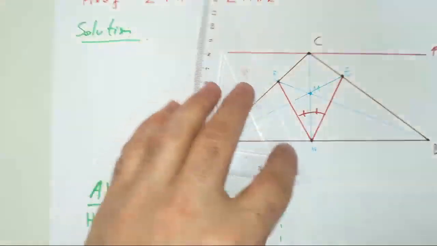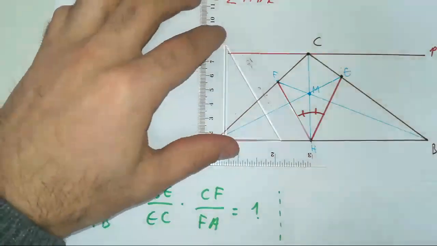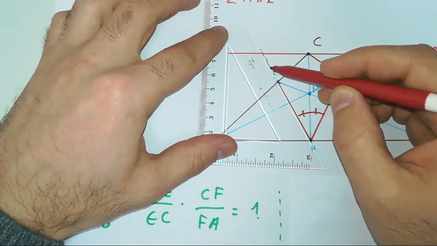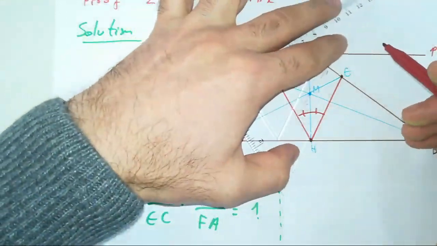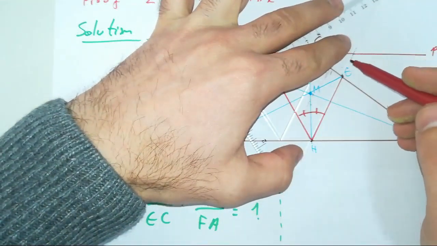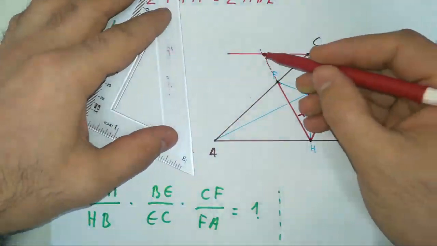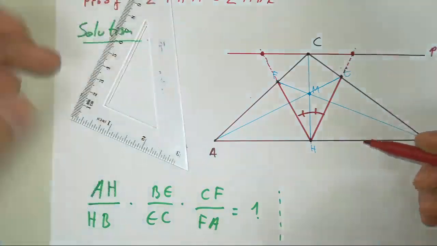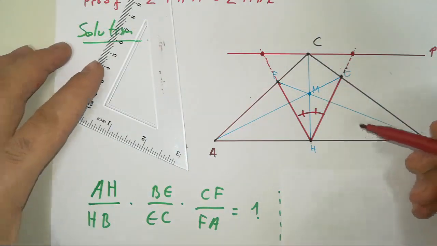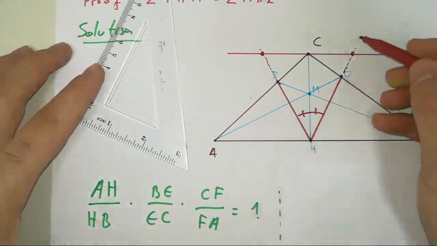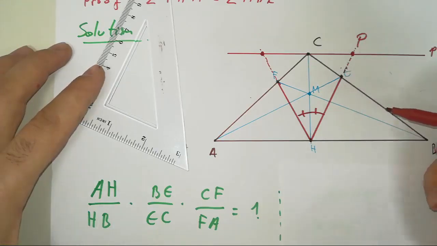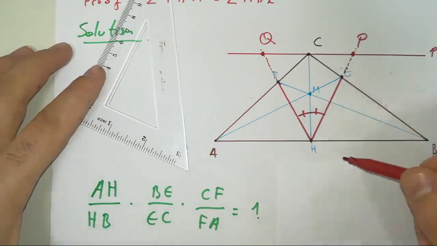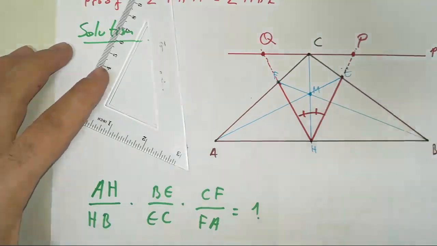Let's continue these two lines, HF and HE, and let's denote these two points. We'll denote this one P and this one Q. The intersection of HF with the line P is Q. Great.